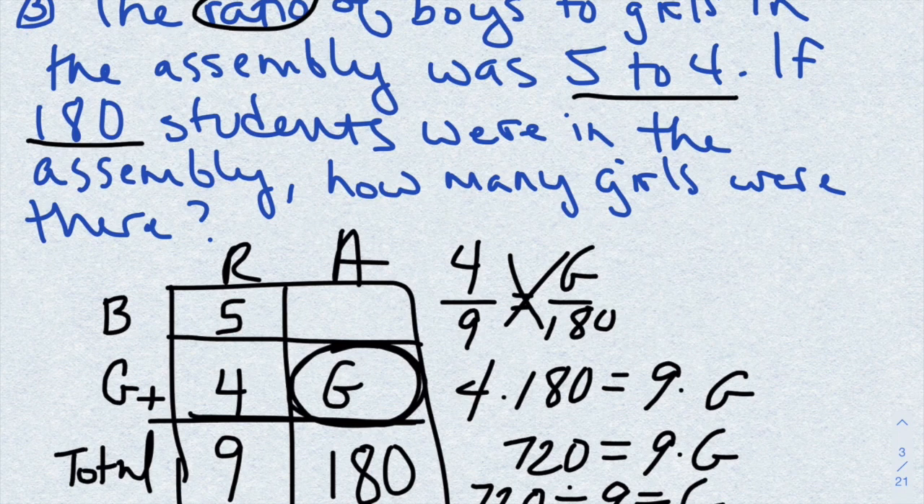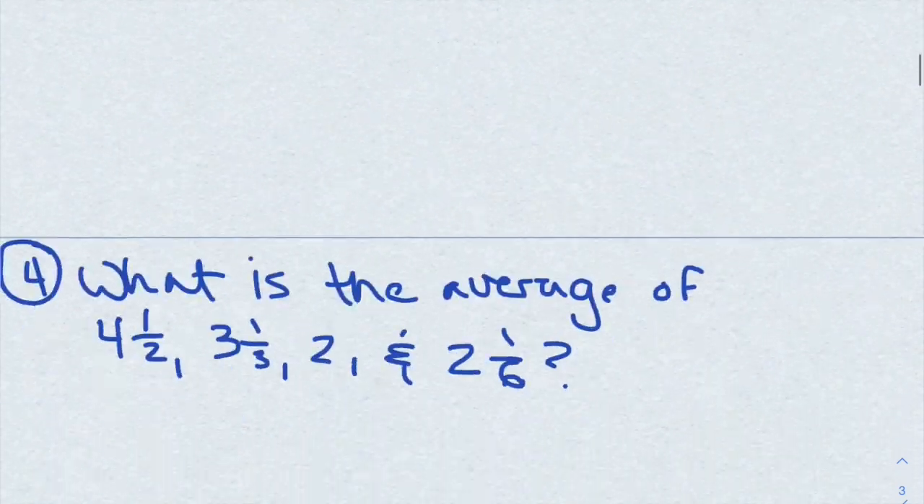Now, in my answer book, it said that there were 64. I tried this for a long time. I could not get 64, but if you got 64, I would accept that. And you can show me how you got it because I could not figure out how to do that.